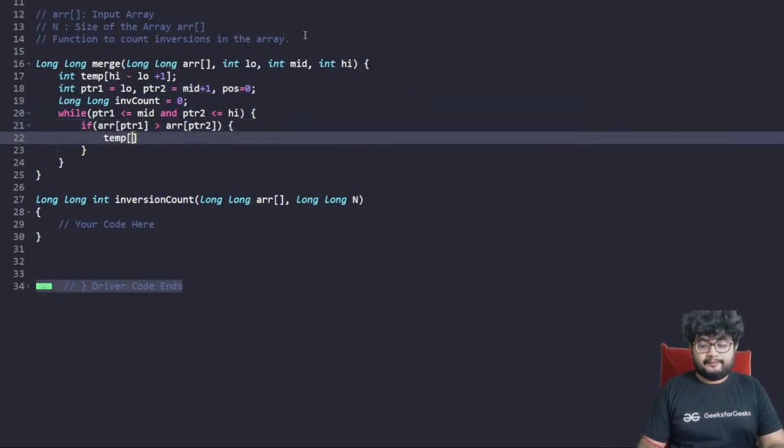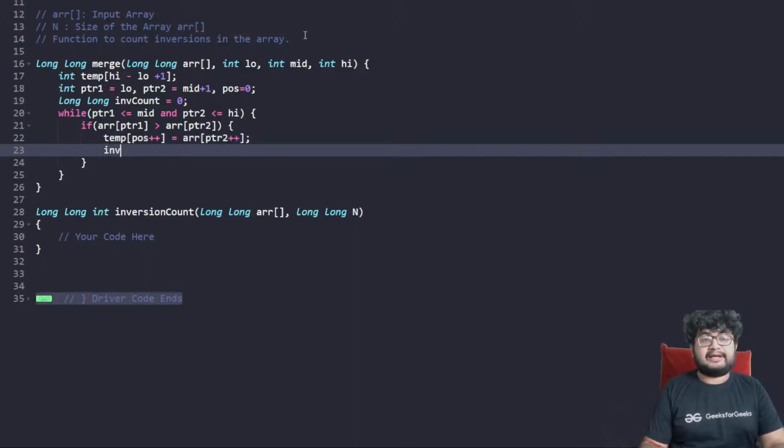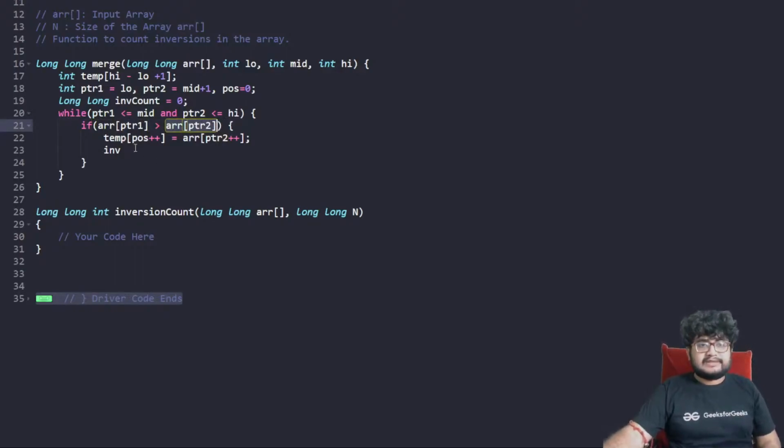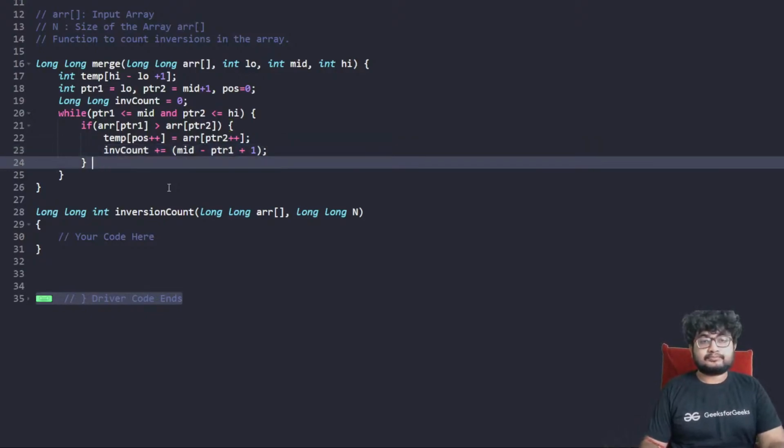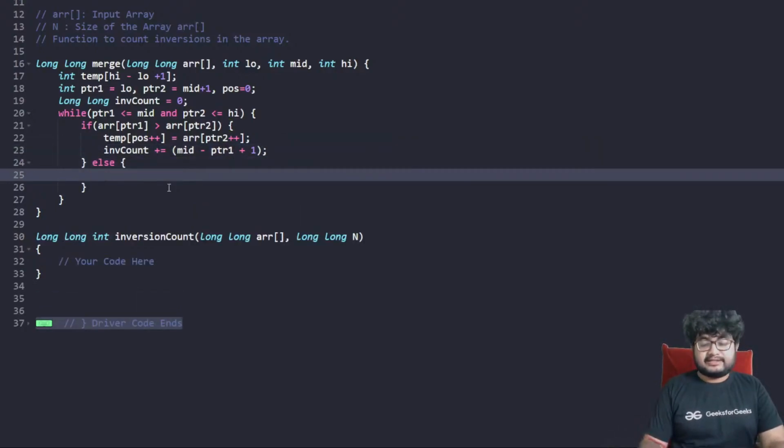So temp of pos plus plus equals ARR ptr2 plus plus. This is what we do in the merge sort. But other than that, we will also add to the inversion count here, because on the right hand side we have a smaller element, so that will give us inversions. So inversion count plus equals how many? It will be mid minus whatever ptr1 is at, plus 1. So these many inversions will be there. Else it's normal, it's not an inversion.